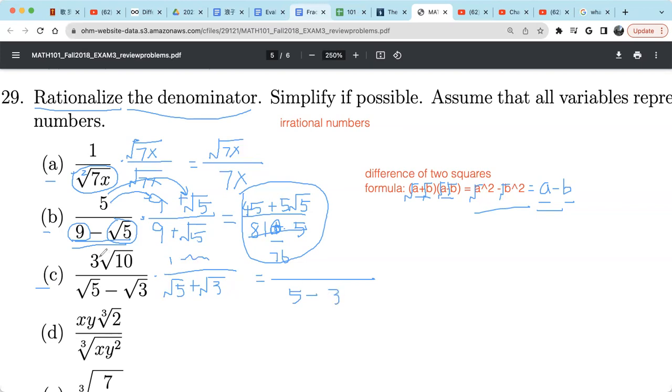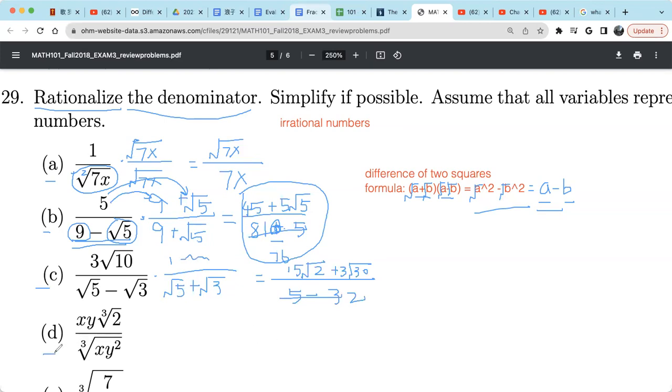The numerator, we multiply 3 radical 10 with radical 5. We get a 15 radical 2. I leave you to calculate for yourself to see why. Then plus 3 square root of 30. And of course, 5 minus 3, that's just 2 in the denominator.